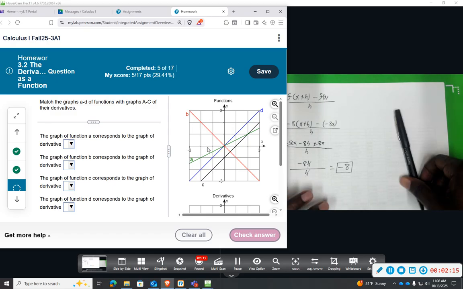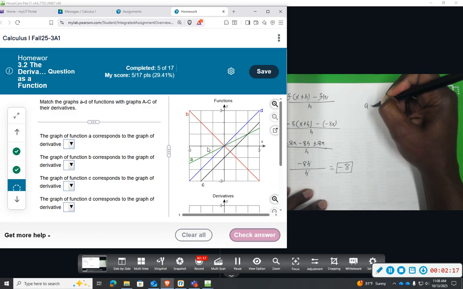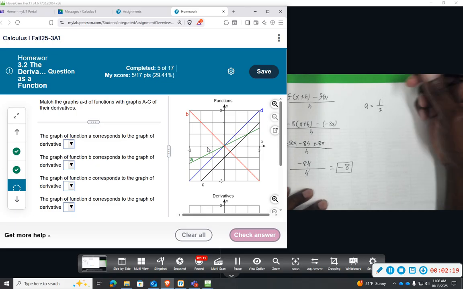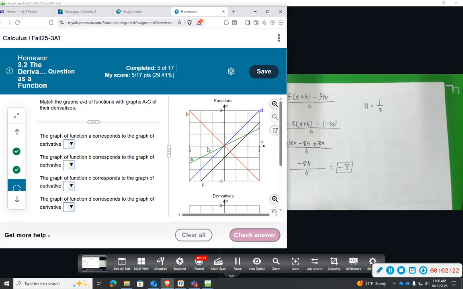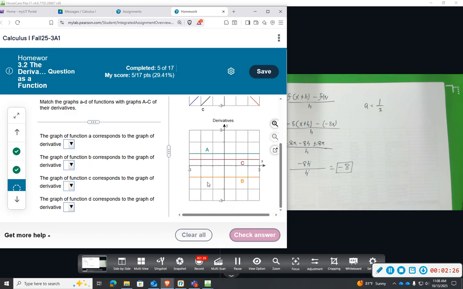So I will be looking for a graph that has a horizontal line that's constant at 1/2. C looks to be about at 1/2 if each of these is 1 unit. So I would say A matches with C.